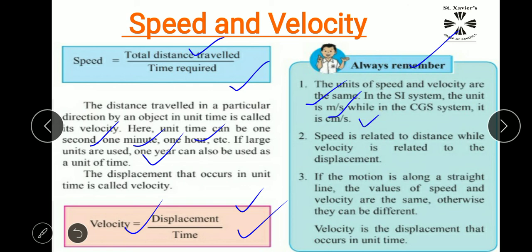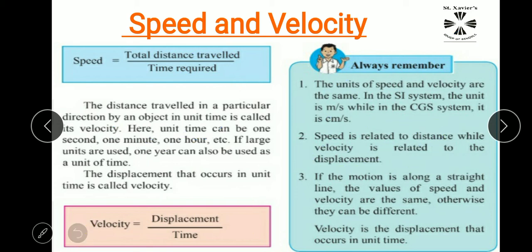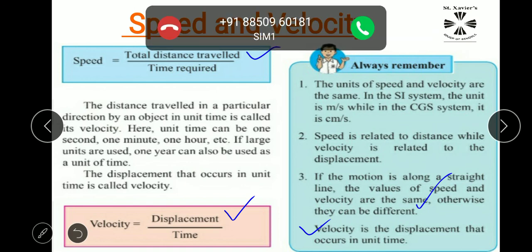Speed is related to distance, whereas velocity is related to displacement. From the formula you can see, students, speed is related to distance, whereas velocity is related to displacement. If the motion is along a straight line, the values of speed and velocity are the same, otherwise they can differ. Velocity is the displacement that occurs in unit time, students.